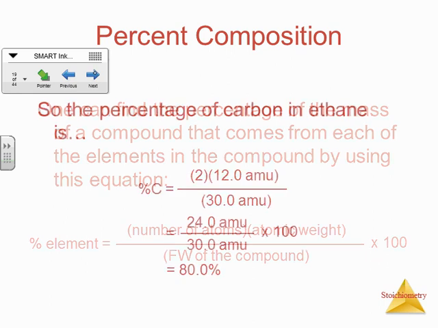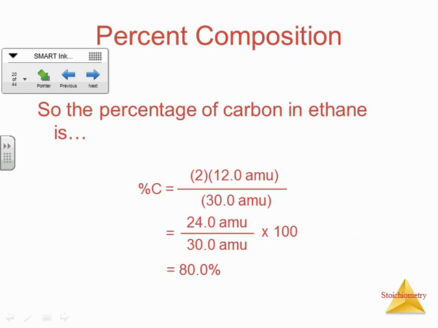So, percent of carbon in ethane, because we have C2H6. Then your percent of carbon there is going to be 2 times 12, because there's 2 carbon atoms in that particular molecule, and they're each 12.0 AMU. So we multiply those together and then divide by the total atomic mass of the entire molecule. And so we end up with 26 divided by 30. I'm sorry, 24 divided by 30. Can't do math. Times 100, that's going to give us 80%.